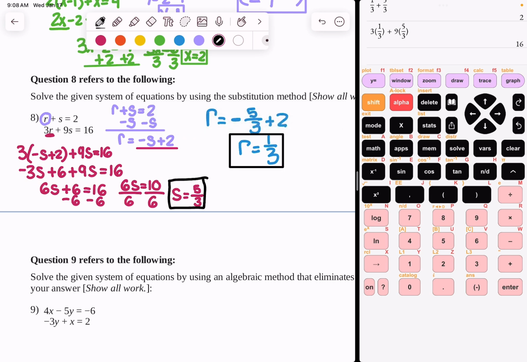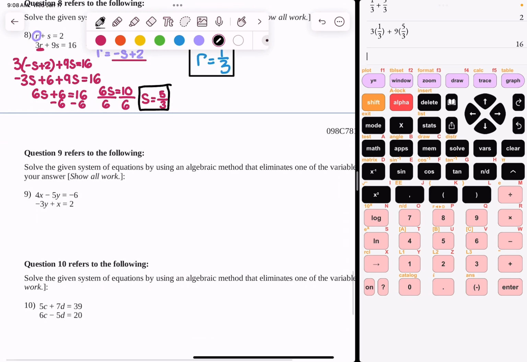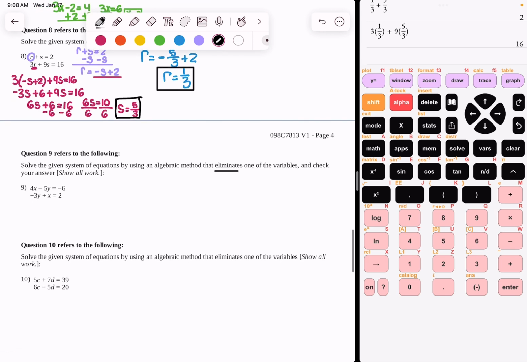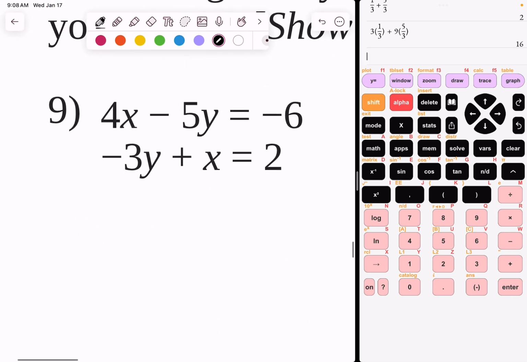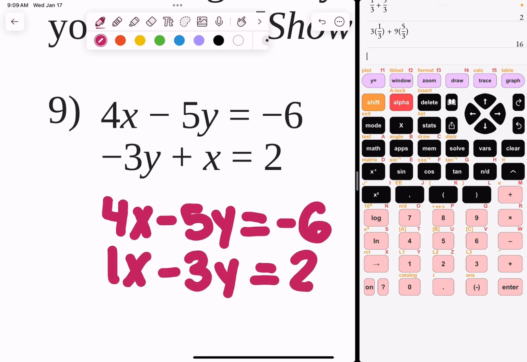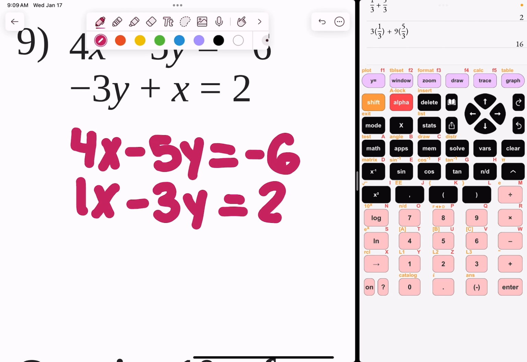Alrighty, let's look at number 9. Solve this using the elimination method. So, to use the elimination method, we are going to multiply the top number by whatever. Oh, 1 second. They made this one a little funky because we need the x and the y in the same order. So we need to have it as 4x minus 5y equals negative 6. And then we need to put the x first. 1x minus 3y equals 2. Okay. We're not going to do that to you on the quiz, but they made it a little funky.